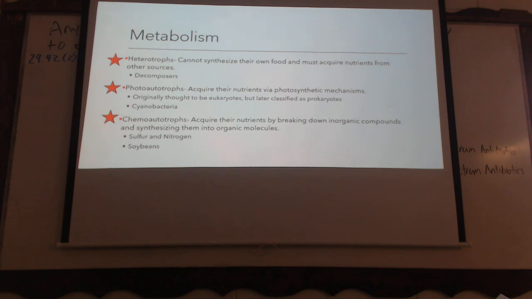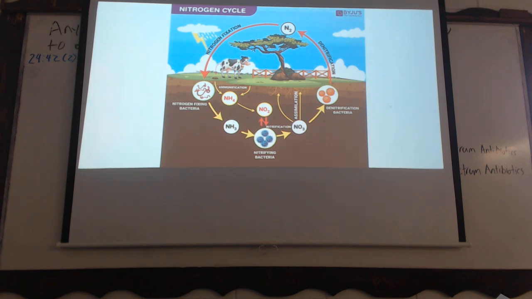They are heterotrophs. Worms are heterotrophs, but they're not prokaryotes. Nitrogen cycle fixes N2 into NH4 and NH3. Don't worry about the different stages of it, and then there's denitrification bacteria. Don't worry about that.